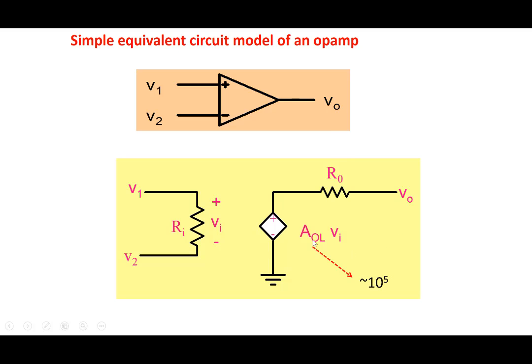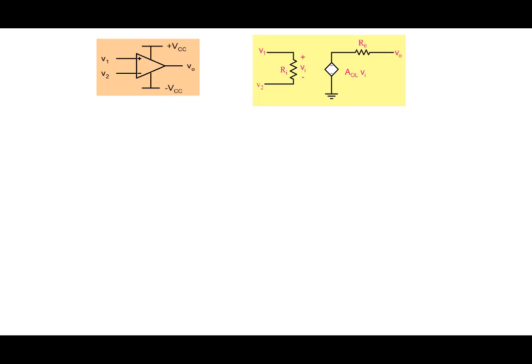And so we just saw A0L could be as high as 10 to the power 5. R0 could be as low as 10 ohms. Ri could be 1 mega ohm. And so as we said, if the resistances in my circuit are let's say 1 kilo ohm or so, well, 10 to the power 6 would appear as very, very high compared to that. Similarly, for resistances of 1 kilo ohm, 10 ohms in series with it will also appear to be very, very low.